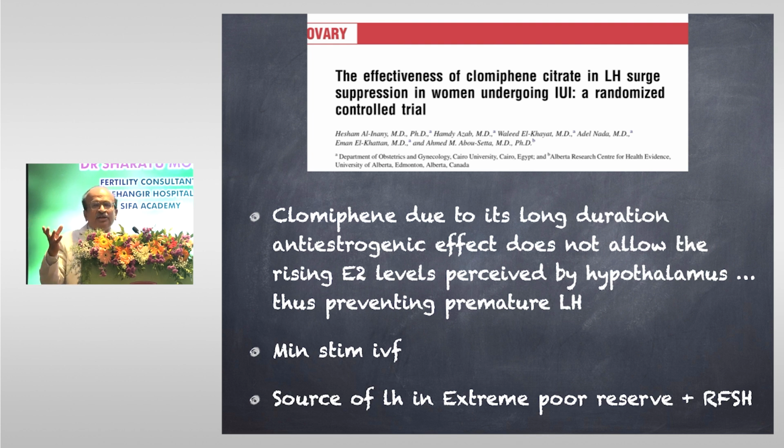You can use clomiphene later rather than putting antagonists, because the moment you put antagonists, you'll have to increase your HMG also. The whole cost of the therapy goes up. But the success of IUI does not improve. Success of IUI is only 14%. Am I right? Mine is at least that much. People are claiming high, but mine is only 14%. Okay, so it is worth trying to be cost effective by doing such a kind of regimen.